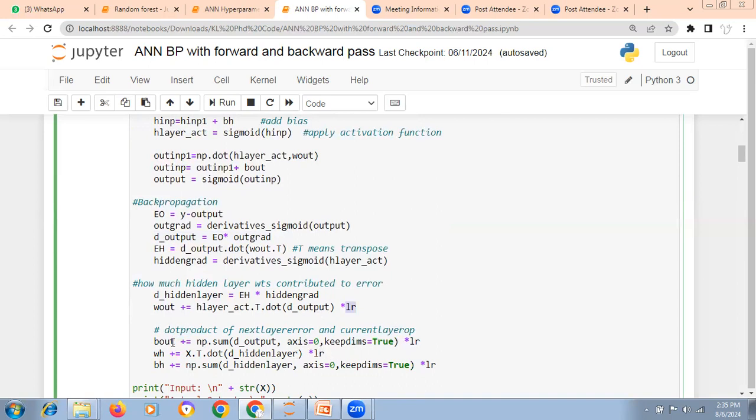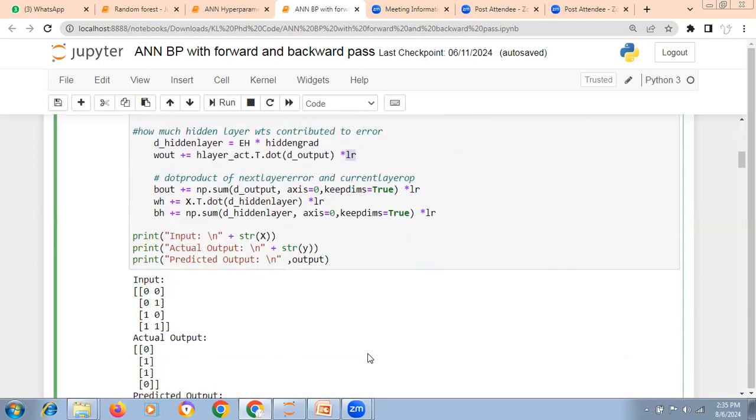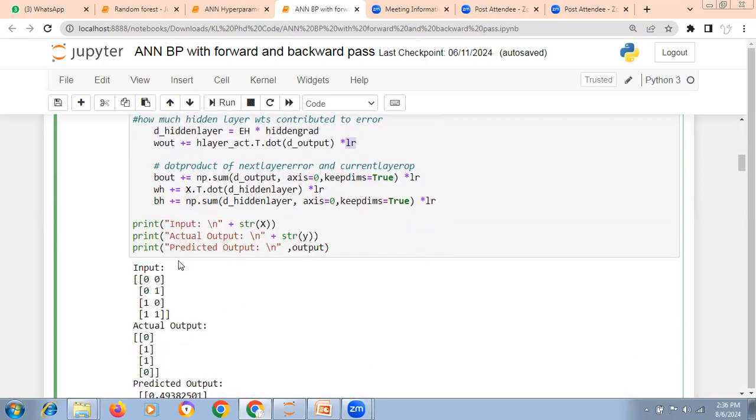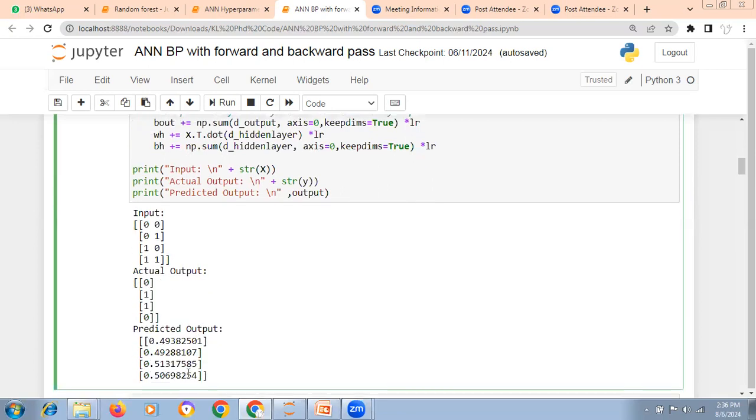Now, when I am calculating the bias, I simply multiply with the learning rate. I don't use the output here. Now, with this one, I can output what is my input, what is my actual output, and what is my predicted output. Now, you can observe here, in your actual output, the first and last value should be near to 0, and the middle two values should be near to 1.